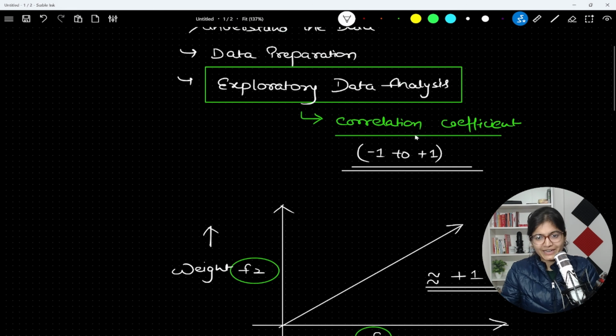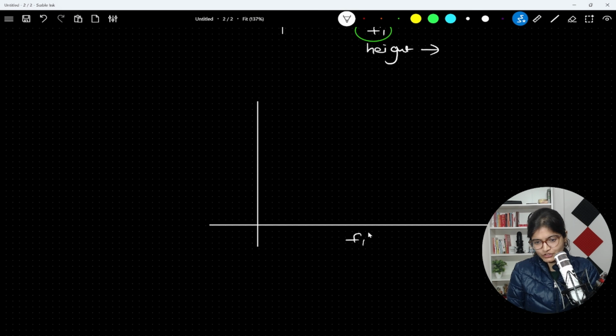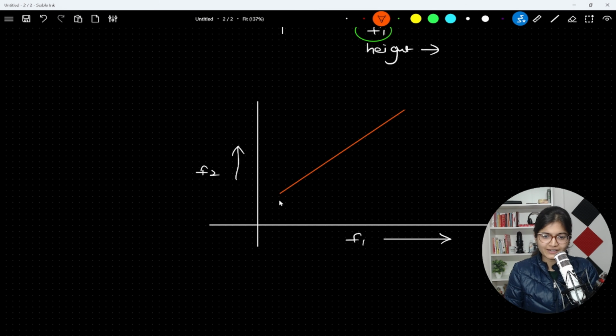Now, what is the meaning of negative correlation? The simple meaning is that at any point of time, let's say you have feature F1 and then you have feature F2. What you are observing is that as the value of F1 is increasing, the value of F2 starts decreasing. It's kind of an inverse proportion which you are observing here.